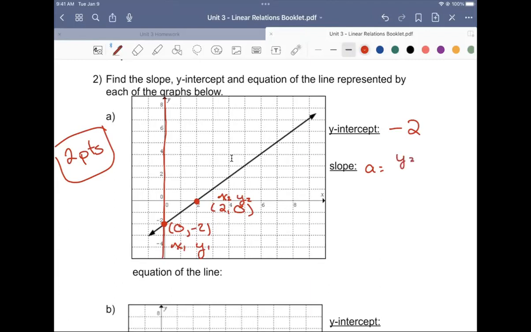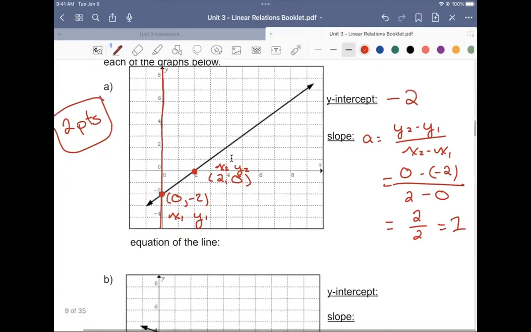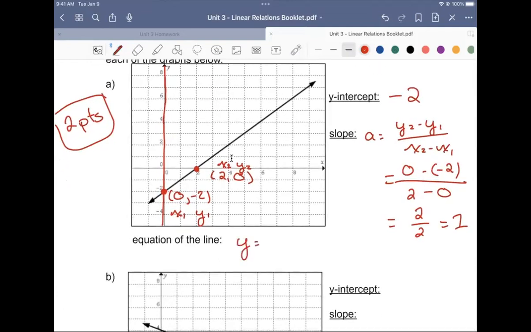And this is going to be y2 minus y1 over x2 minus x1 is equal to 0 minus -2 over 2 minus 0, which gives me 2 over 2, which is equal to 1, which means my equation of the line is y equals 1x minus 2. You could drop the 1x and just give me x minus 2.